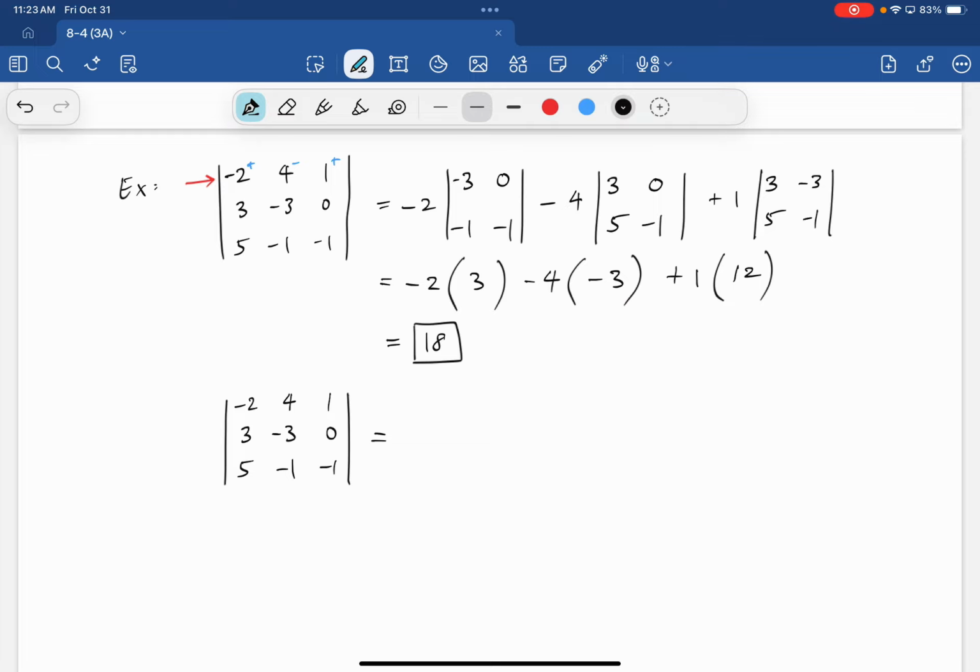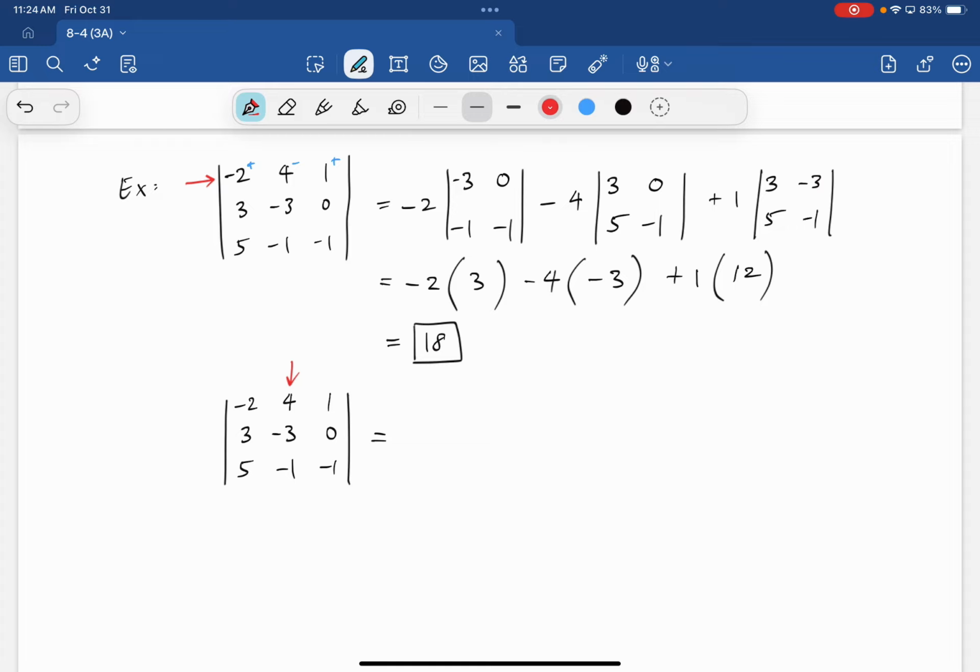Why isn't it negative 12? Because you multiply. It's negative 3, so negative 3 plus 3. Yeah, that's right. AD minus BC. Okay, now I would like you guys to expand by the second column. We'll see if we get the same answer.